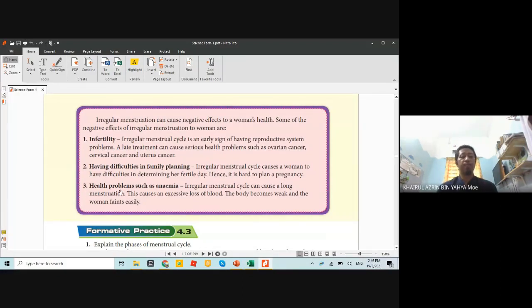Number three, health problems such as anemia. Irregular menstrual cycle can cause a long menstruation. This causes an excessive loss of blood. The body becomes weak and the woman faints easily. Anemia, kurang darah. The body becomes weak and the woman faints. Boleh pingsan easily, dengan mudah.